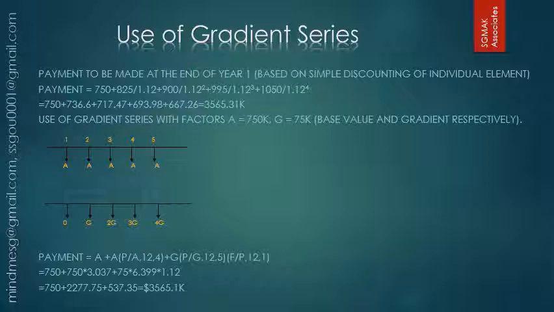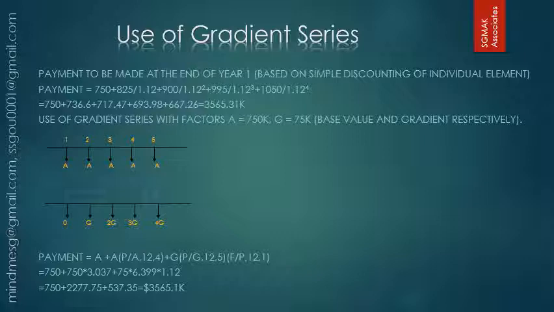Now, if we use a gradient series, then we'll use the factors base value 750K and the gradient 75K. That's the typical nomenclature for a gradient series. So the cash flow diagram can be broken into two parts. One shows the base value at the end of each year, and now this shows the gradient, and you can see the gradient starts working end of period 2. So in this case, our decision time is at end of period 1. So you can see there's a payment of 750K end of period 1, and then future forecast cash flow of base value you're converting into present. A times P over A, 12%, 4, and then the gradient.